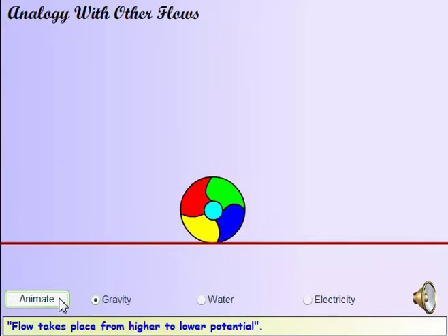Flow always takes place from a higher potential to a lower potential. In the case of a ball, the natural movement is from a higher height to a lower height. In case of a U-tube, the water will flow from the higher level arm to the lower level arm until both are at the same height. So is the case with electrons, which flow from the negatively charged sphere to the positively charged sphere.